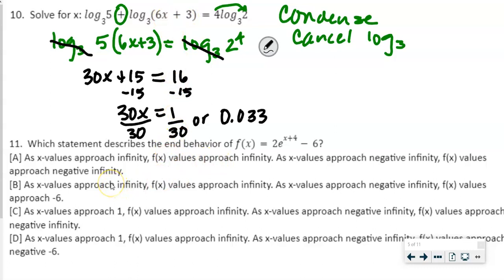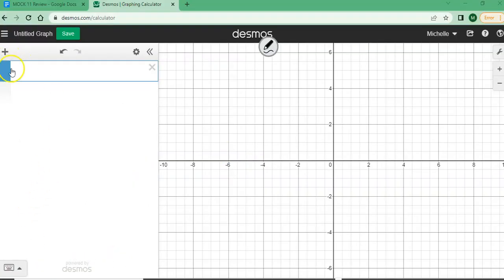So on the next one, it says which statement describes the end behavior. We're going to look at this in decimals. So I'm going to go up here and do 2e. Now recall, anytime you have more than one value up here for an exponent, when we do shift 6 to do our caret symbol, we're going to put a parenthesis, because otherwise it's only going to give us one value up there. So we've got to put a parenthesis up there. So this is going to be x plus 4.